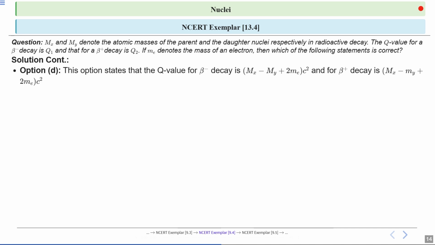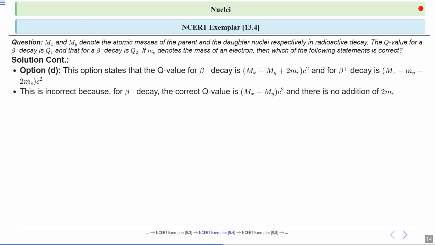So option D states that Q value for beta minus decay is Mx minus My plus 2Me C square, and for beta positive decay Mx minus My plus 2Me C square. Let's see why this option is incorrect.